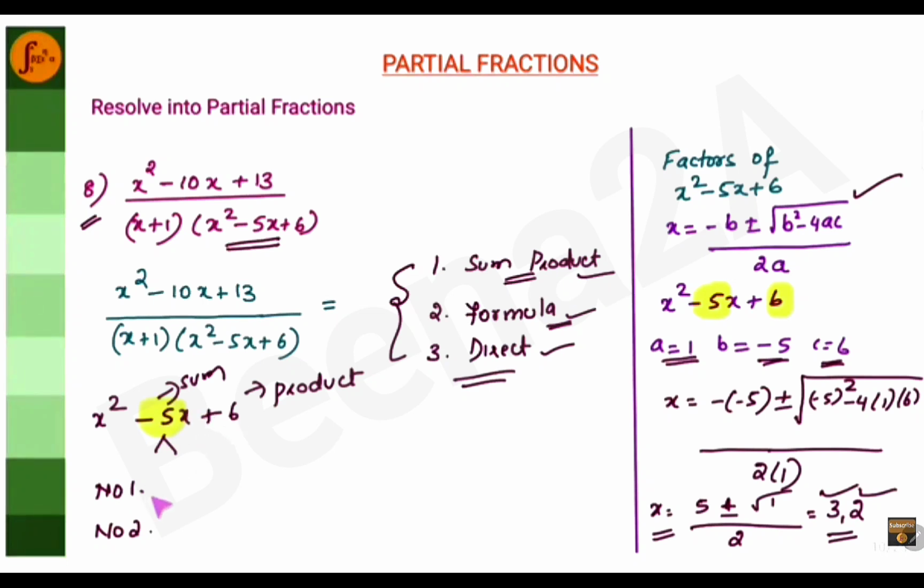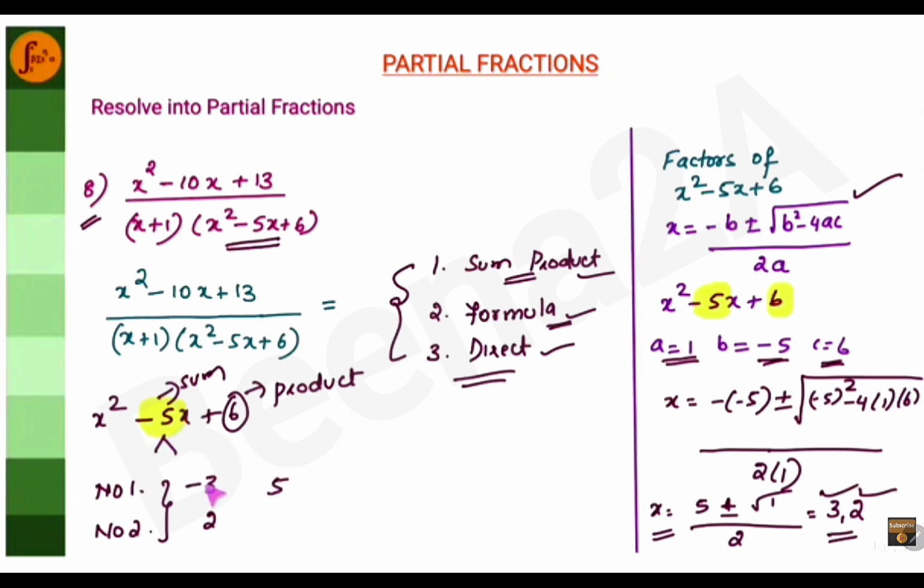And when you multiply these numbers, you have to get 6. So we can take 3 and 2, because when we multiply 3 and 2, we'll get 6. And when we add 3 and 2, we'll get 5. But we'll have to get minus 5.